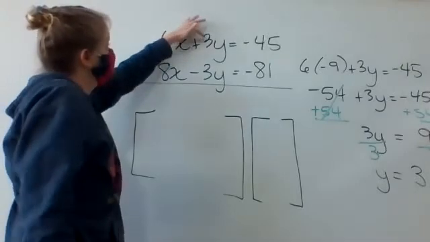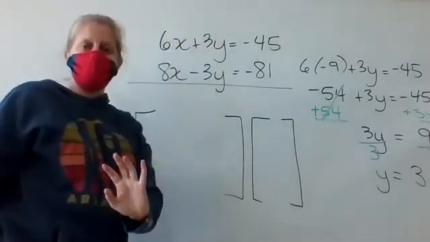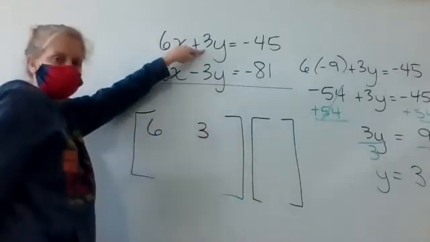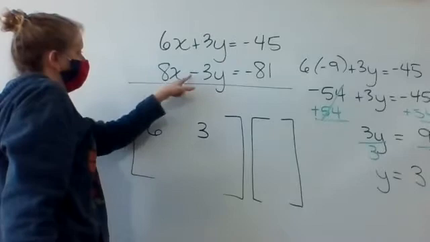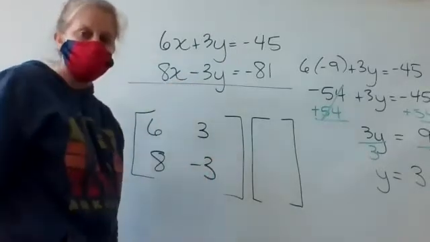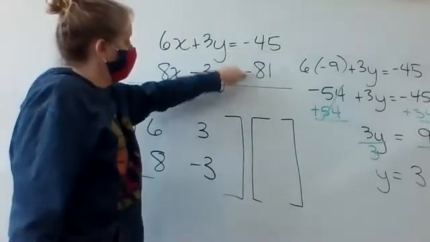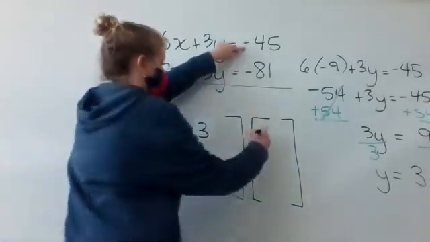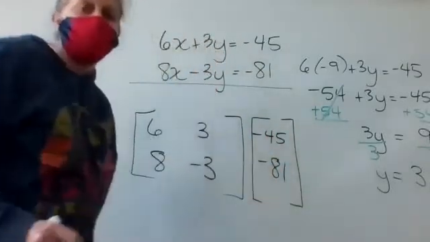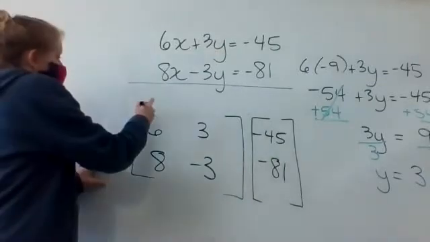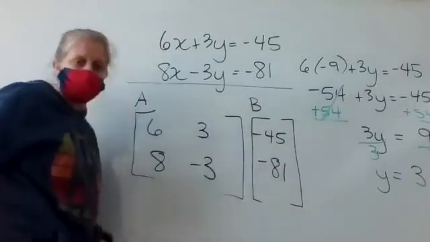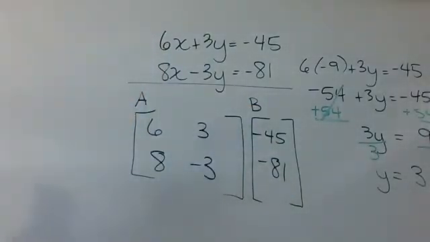So I've got 6, 3. Again, I'm just using the numbers. So 6, 3. Down here I have 8, -3. And in this one, I'm going to have these two numbers. So -45 and -81. We're going to put this into our matrix A and this into our matrix B.